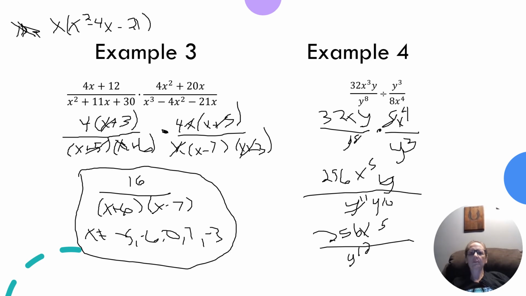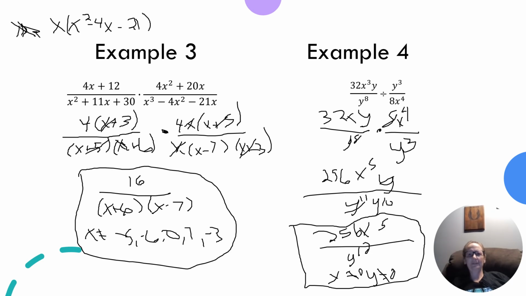Now I have to write the excluded values. It's going to be anything that made any denominator 0. So in the original fraction, the x was in the denominator and the y was in the denominator. And in the bottom fraction, we have y in the denominator, but they were both in the denominator at some point. So neither one can be 0. So that's what I mean by it makes any denominator anywhere 0.